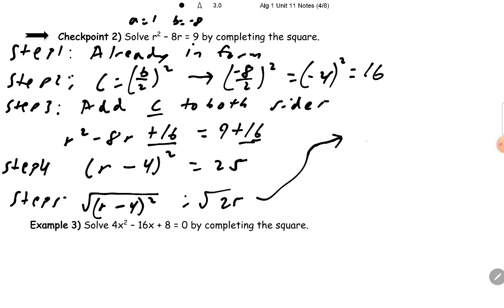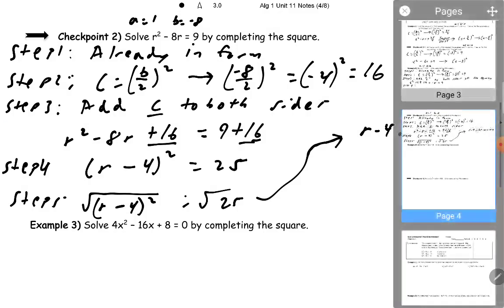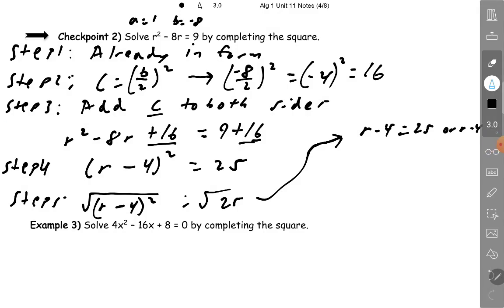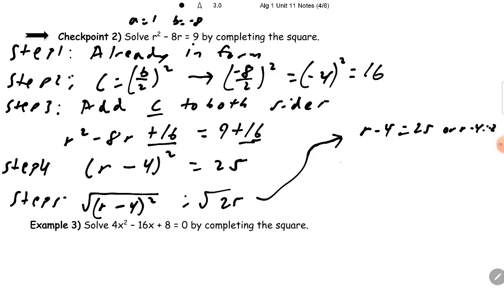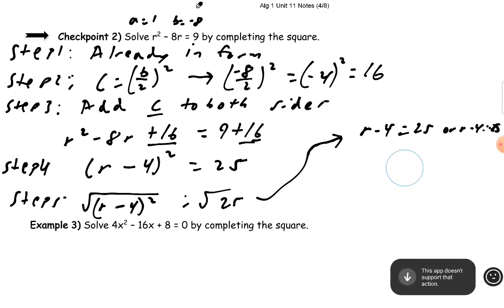So we'll get r minus 4 equals 25, or r minus 4 equals negative 25. So r is 29, or r is negative 21. Oh, whoops. I know I messed up somewhere.